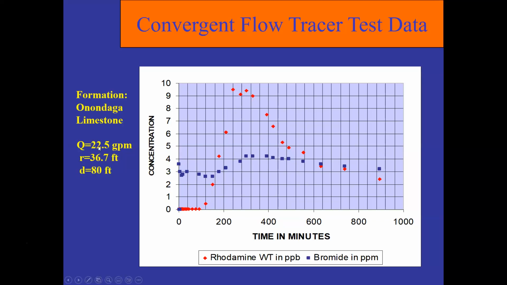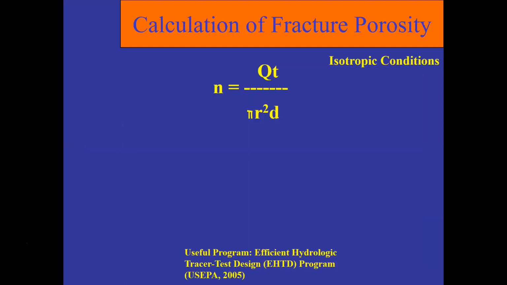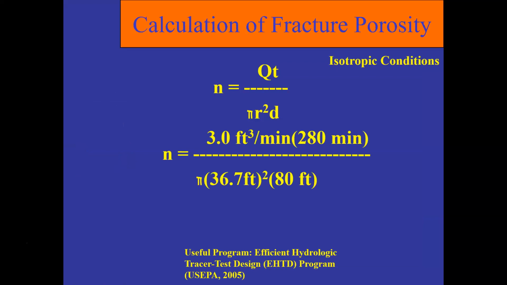And you can see here we were pumping 22.5 gallons a minute. The injection well was 36.7 feet away, and the aquifer is about 80 foot thick at this point. So it worked. It actually worked quite well, and to my relief, because I wasn't sure it worked at all. And then using that same equation, plugging in the pumping rate, it showed up at 280 minutes.